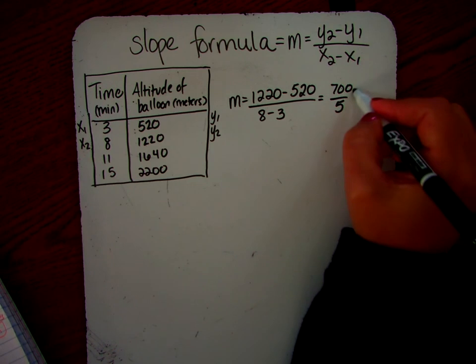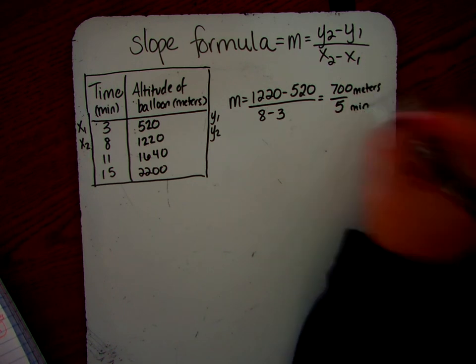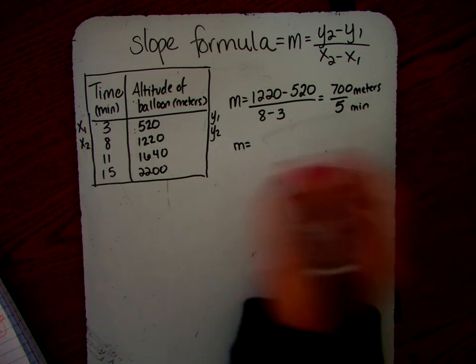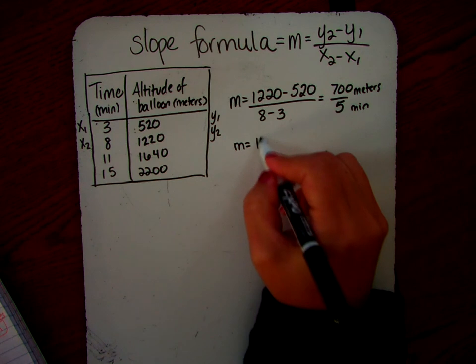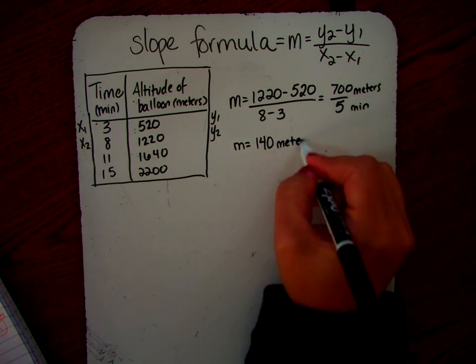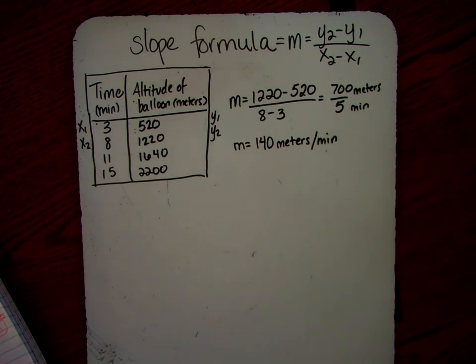So this is meters per minute. But I want you to take it one step further. I want you to simplify. 700 divided by 5 is 140. So that will be 140 meters per minute. Okay, that's the answer that I'm going to look for.